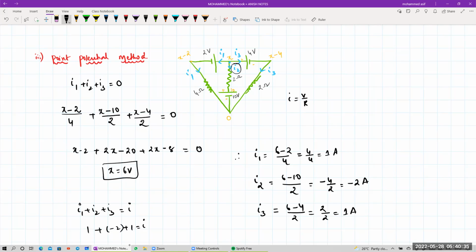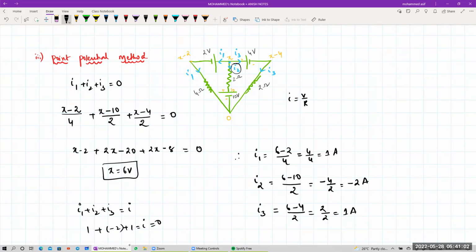So what is the net current flowing in the circuit? I1 is 1, I2 is minus 2, I3 is 1. So the net current is becoming 0. I1 plus I2 plus I3 is equal to 0. It is getting proved here. So got an idea how to do the point potential method?